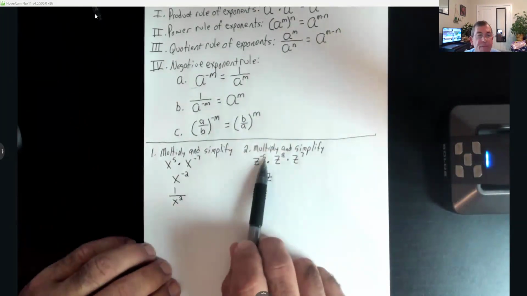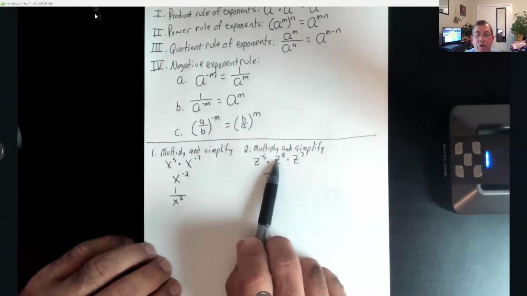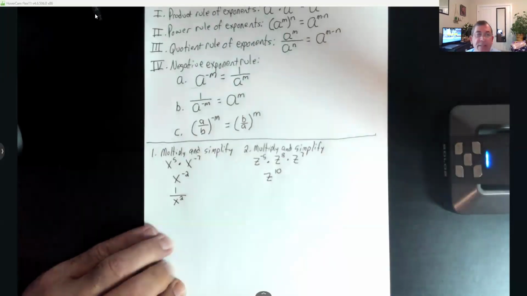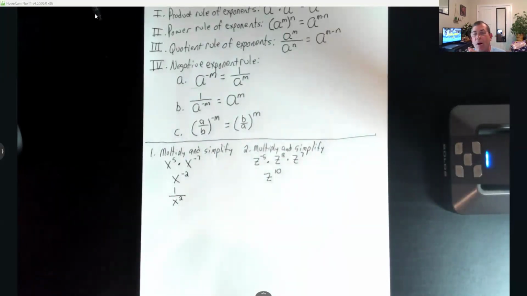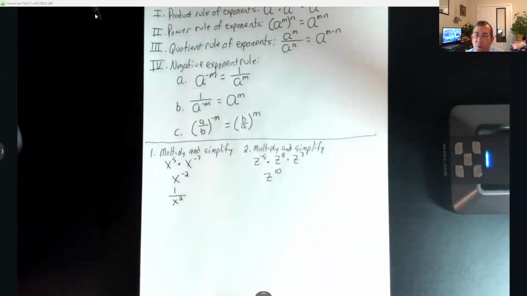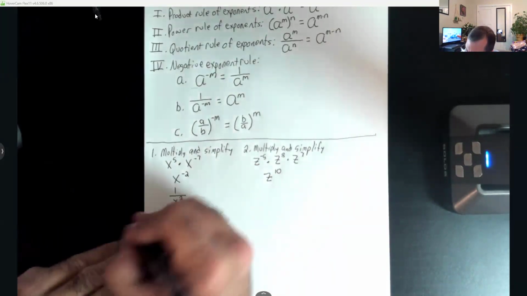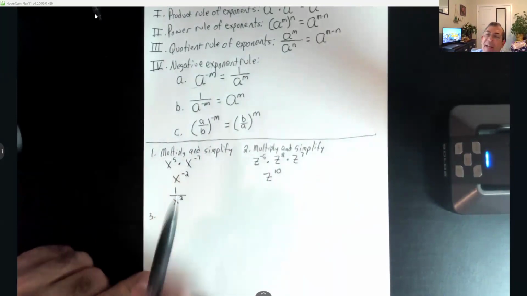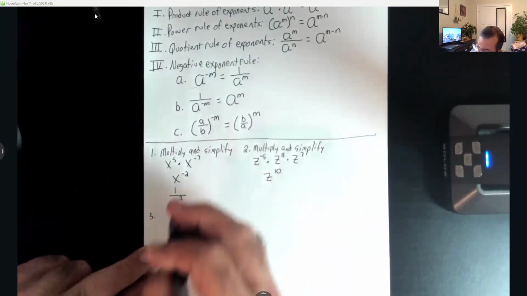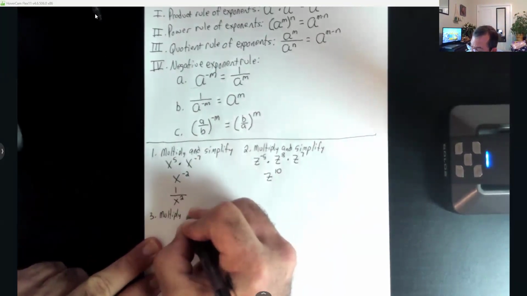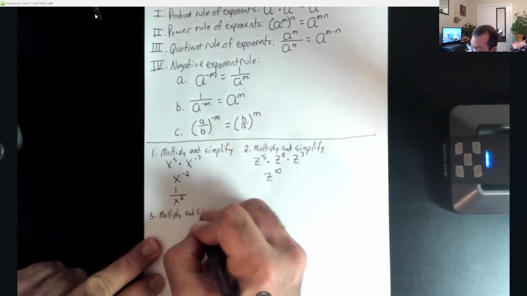And y'all, let's see, negative 5 and 8 give me 3. 3 plus that 7 gives me z to the 10th. Our exponent is positive, so we do not have to flip it. We're only doing that when we end up with the negative exponents, okay? All right, another one for multiply and simplify.